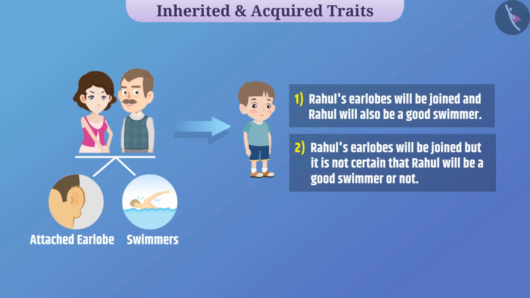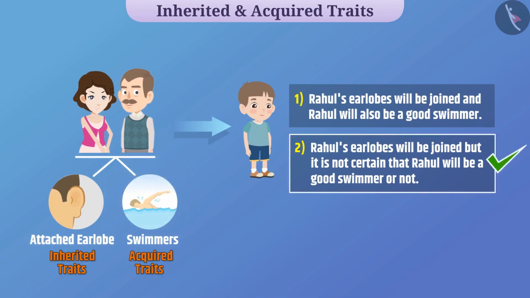Absolutely right. The attached earlobe is an inherited character, whereas swimming is an acquired character. Hence, the second option is the correct answer.